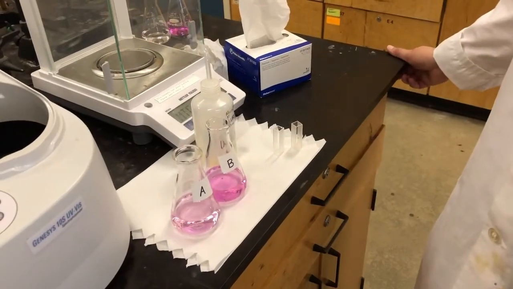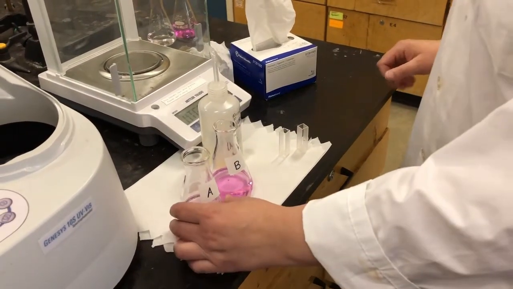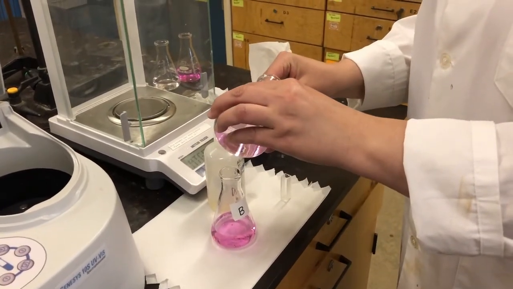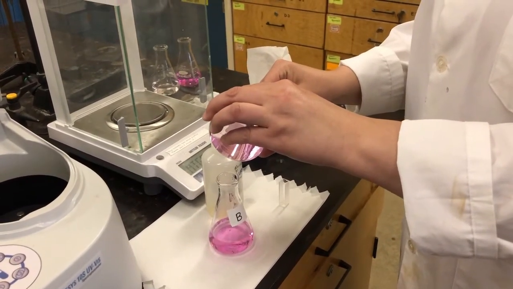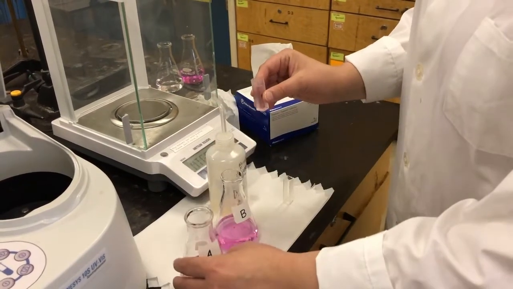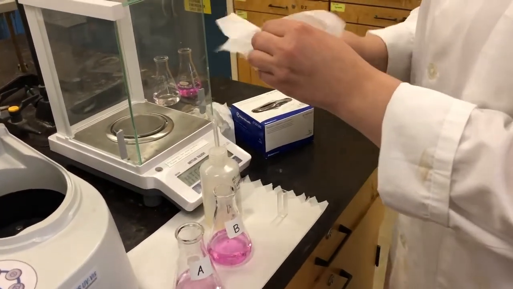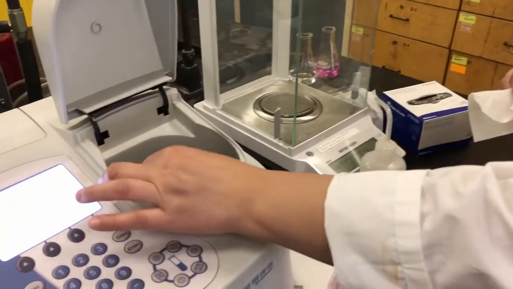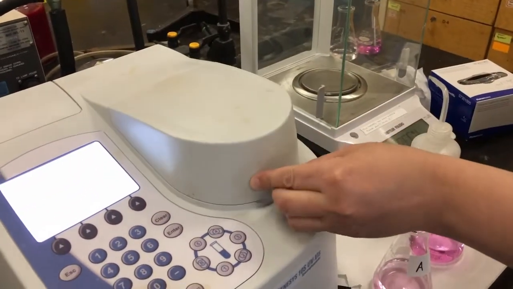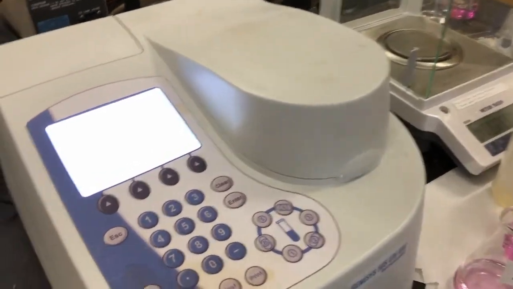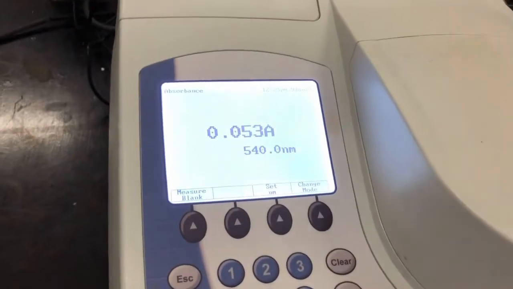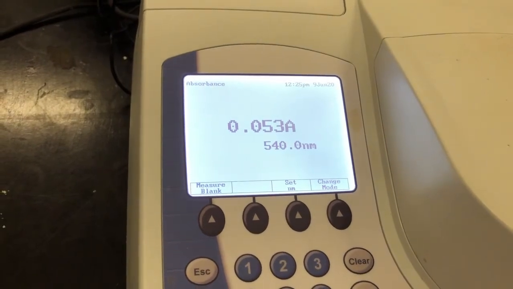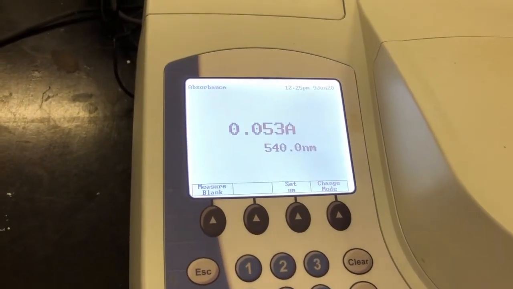Okay, so now we're ready to measure our samples. So we'll start with sample A. Again, I'm going to fill up the cuvette, wipe off the outside, put it in the spectrophotometer, and I still have it zeroed from when I did my blank previously. Should stabilize in just a second. Okay, so we have an absorbance for sample A.